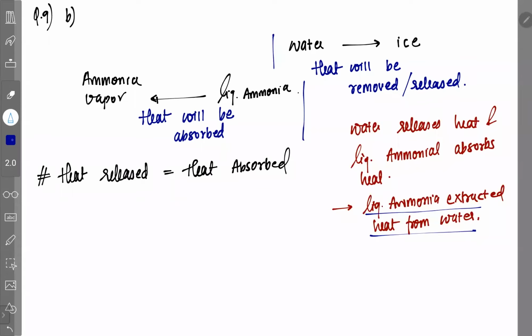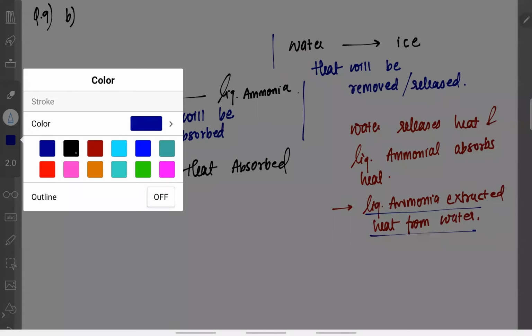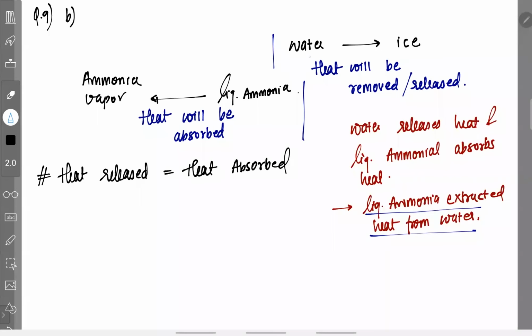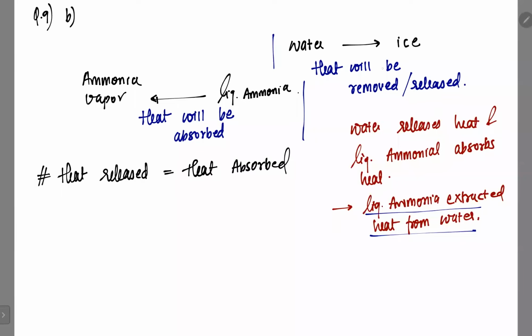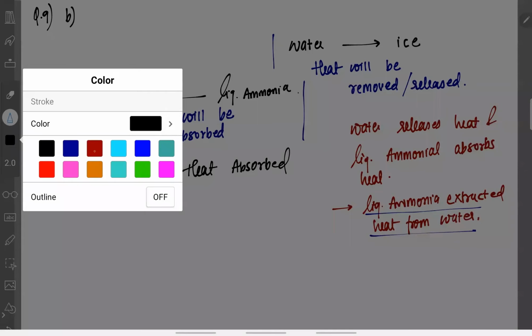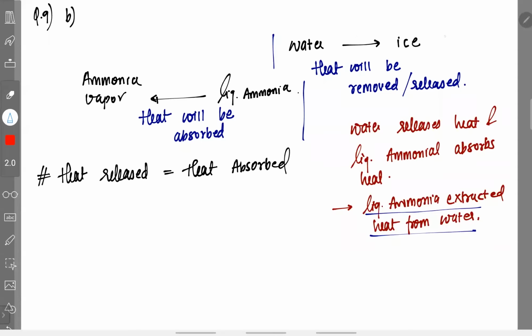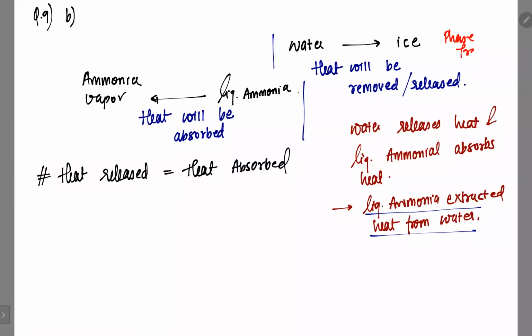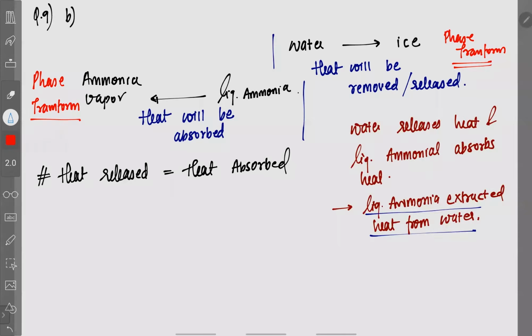Now, if you read the question further, acha, by the way, in this case, water getting converted into ice, is this phase transformation or heating or cooling case? Phase transformation. Beautiful. This is basically a case of phase transformation. Acha, liquid ammonia getting into ammonia vapor, is this a case of phase transformation or heating or cooling? Phase transformation. And phase transformation mein beta, what is the formula? Q is equal to MC delta T or ML. ML. So now we will solve this one by one.